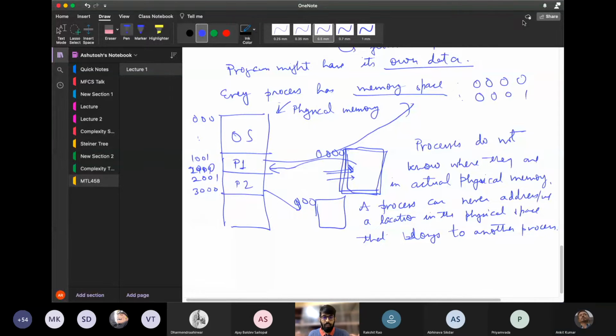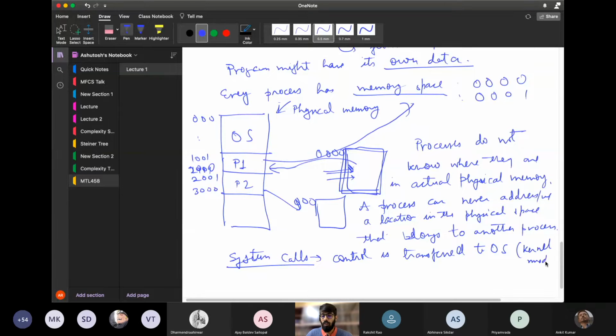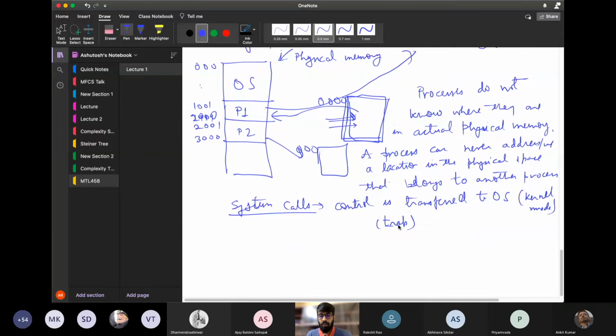So the OS is the most privileged process, and it has control of everything. There are these system calls through which control is transferred to the OS, or it goes into kernel mode as it's called. This is done via a trap, you'll see these things. When the call is executed, the OS does the job on the process's part, and then it returns the control back to the process. So that is how things are typically done, and generally processes are not allowed to make changes in the memory space.